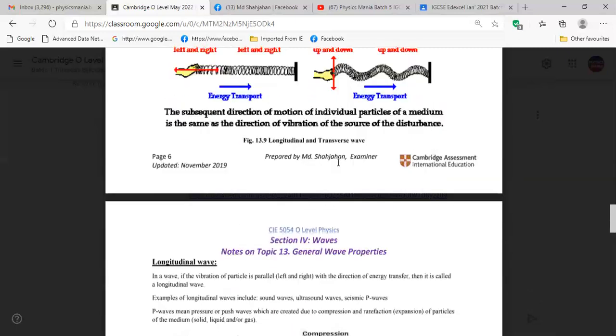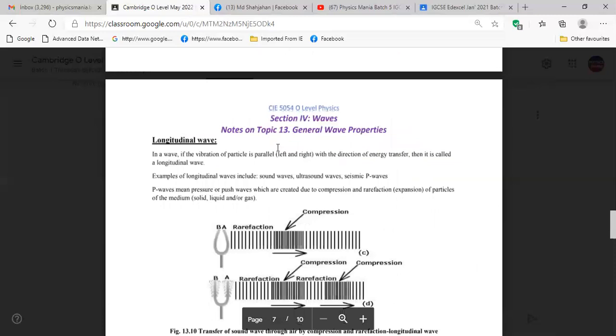Now we are going for the definition. Longitudinal wave, the heading you already wrote, right? Now you write this definition. Can you read it, Monica? In a wave, if the vibration of particles is parallel, left and right, with the direction of energy transfer, then it's called a longitudinal wave.